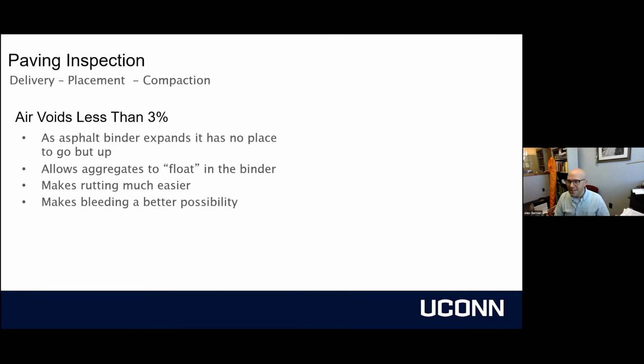When we have air voids that are actually too tight, it's called tightening, when we have less than that, you actually have a chance of increasing your rutting potential. You could be crushing particles, so you're changing your gradation and increasing your fines.